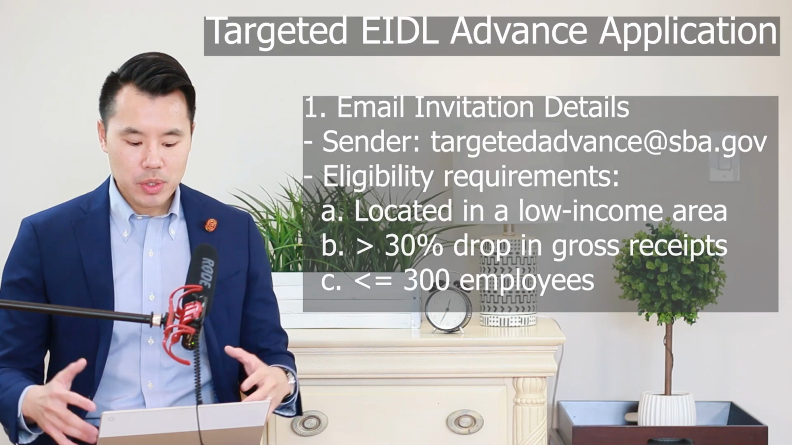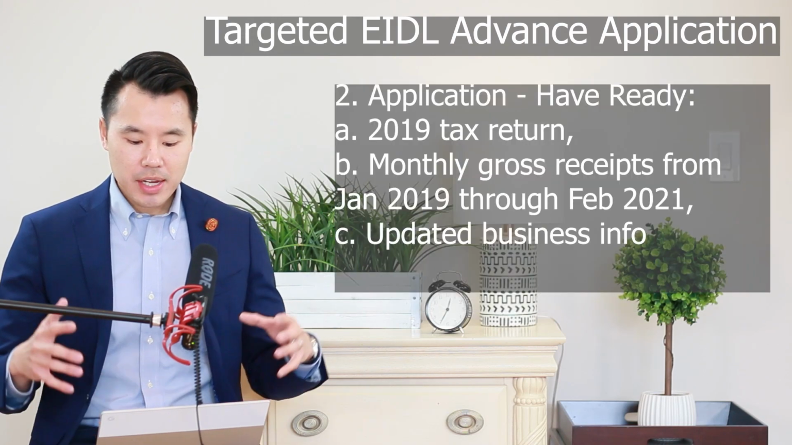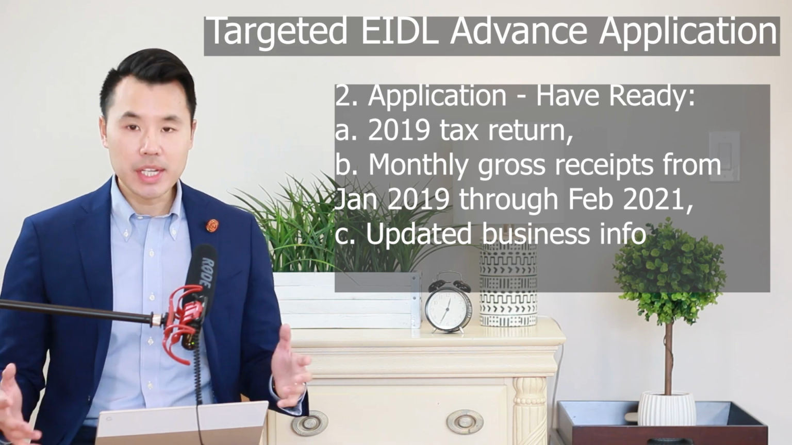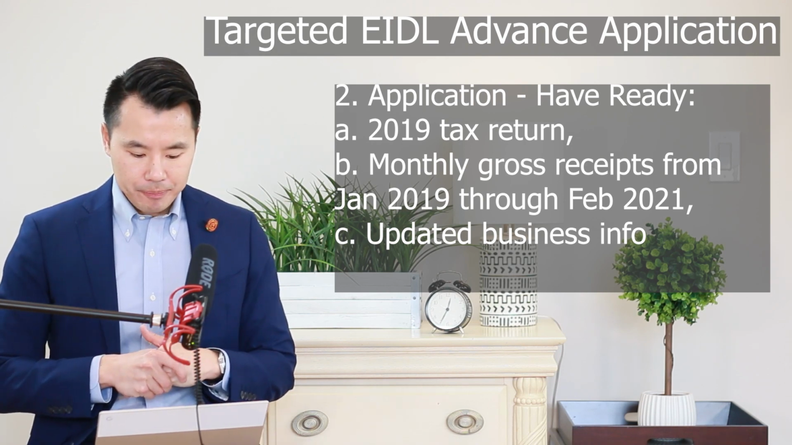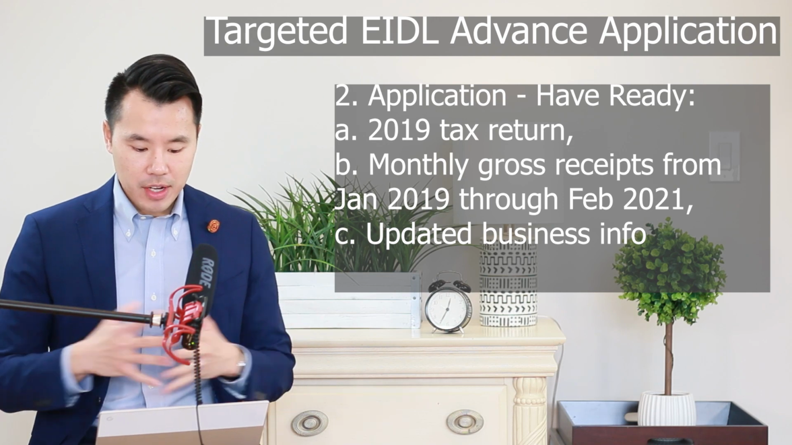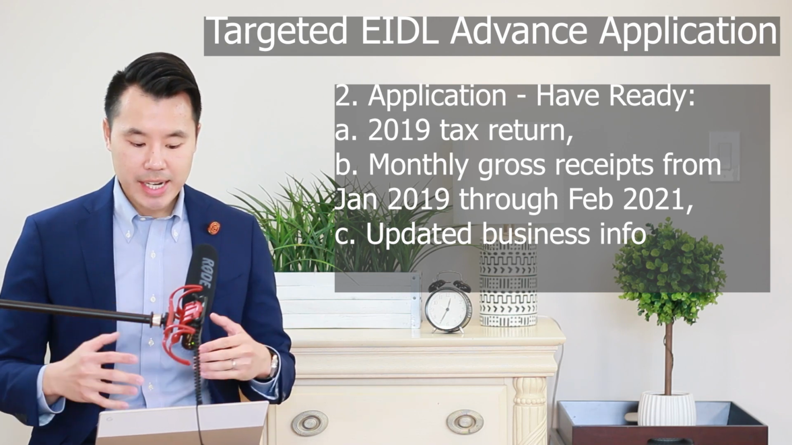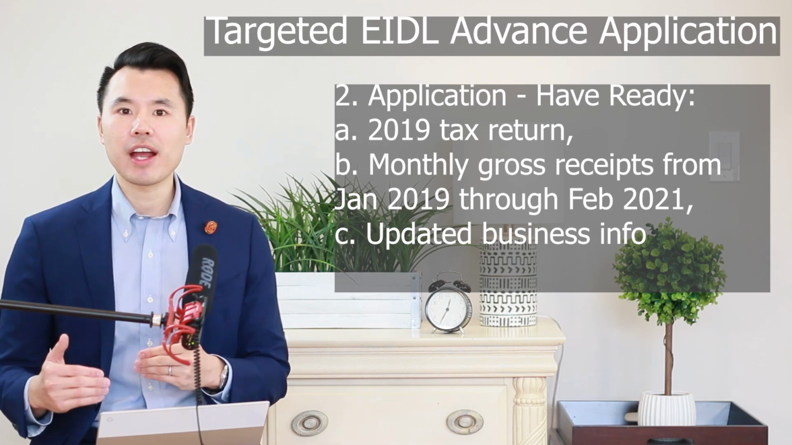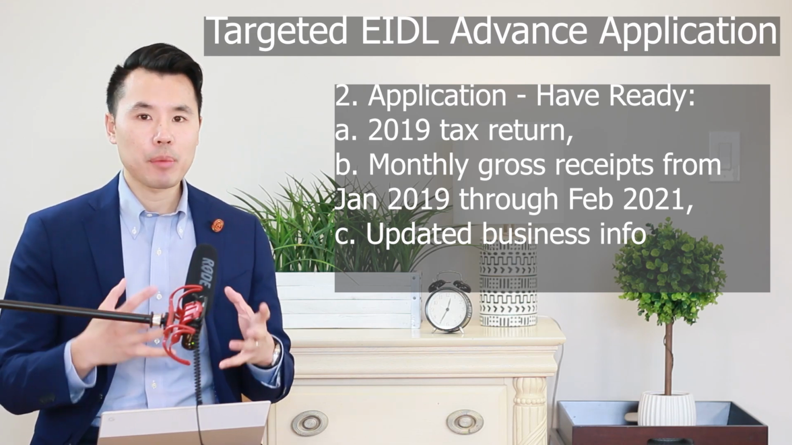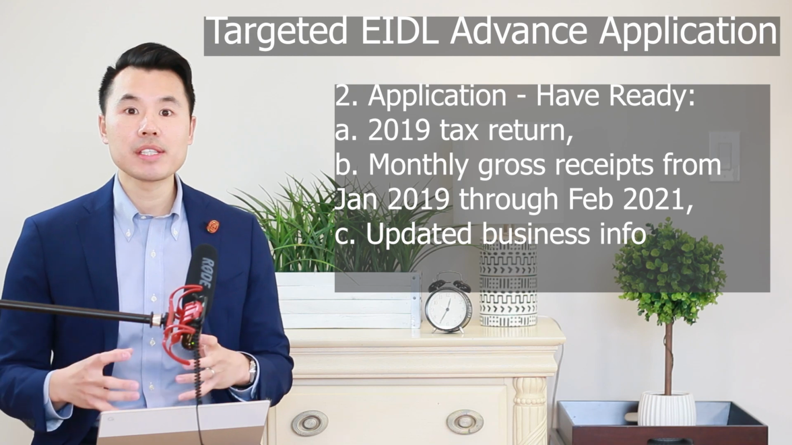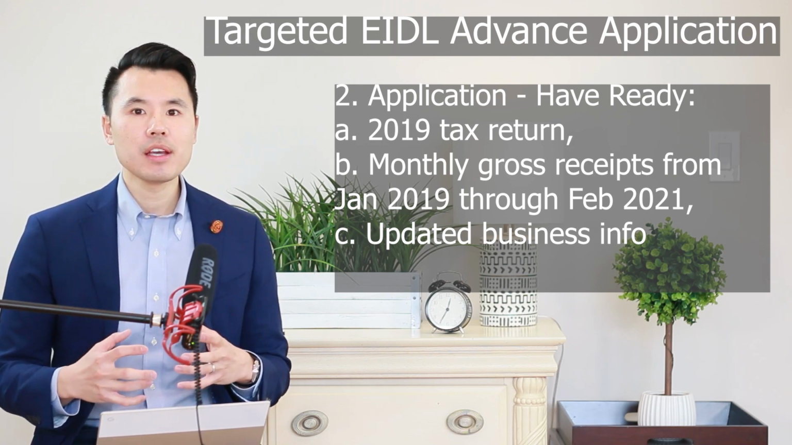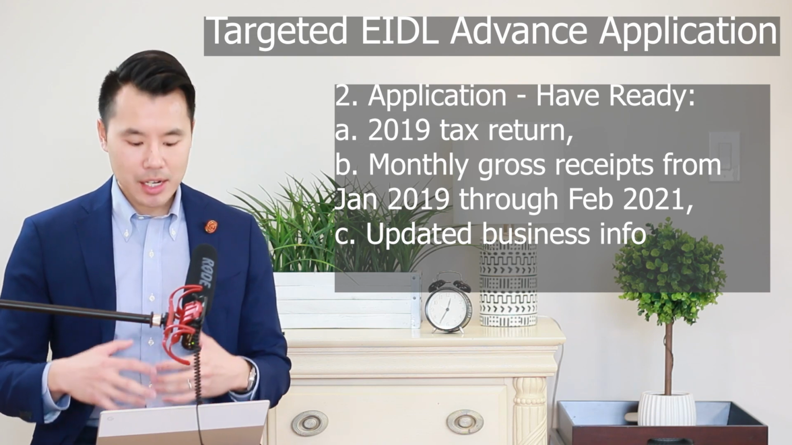So let's go right into the actual application process and what you need to complete the application. First off, you're going to need your 2019 business tax return. Okay, for you sole proprietors and Schedule C filers, you're going to obviously need your 2019 personal income tax return. But all of you businesses that file as an S Corp or C Corp or a partnership, whatever it may be, you need that 2019 business tax return.